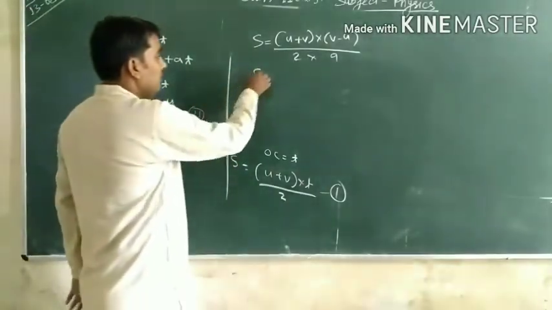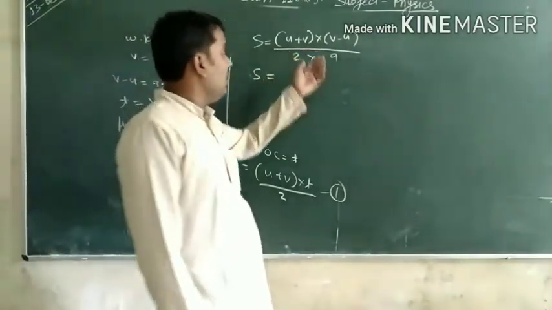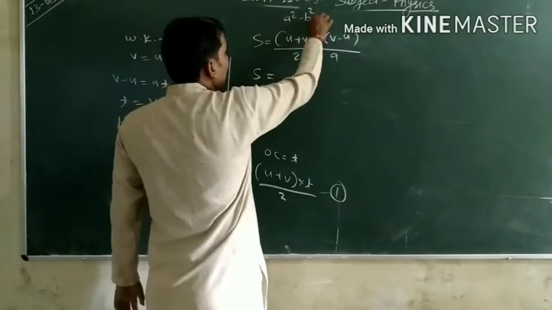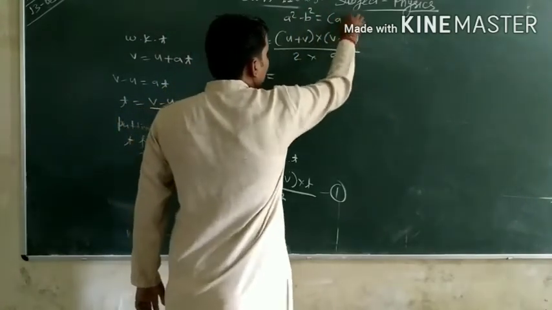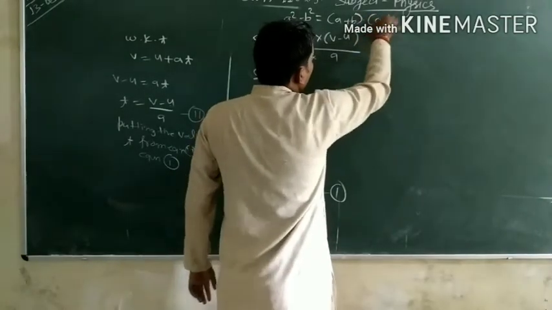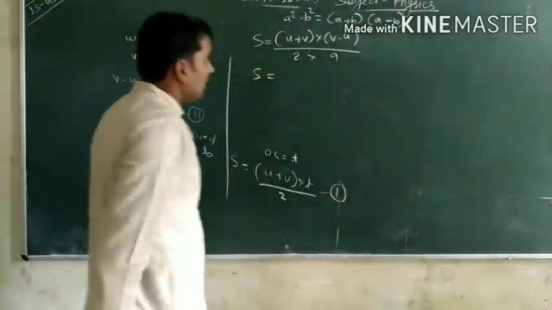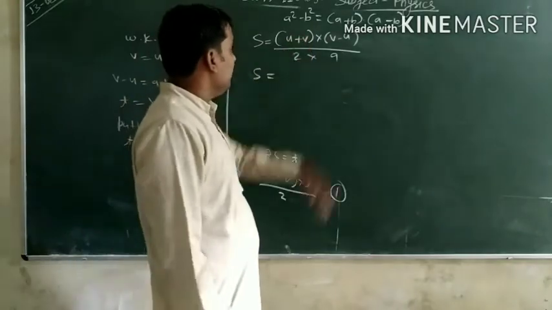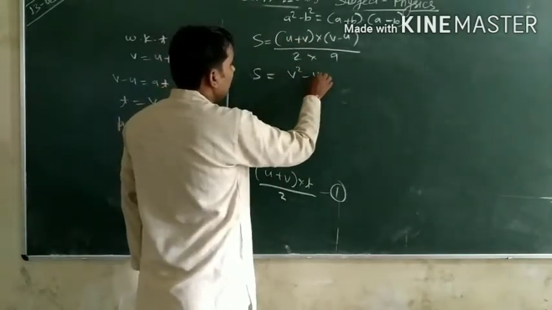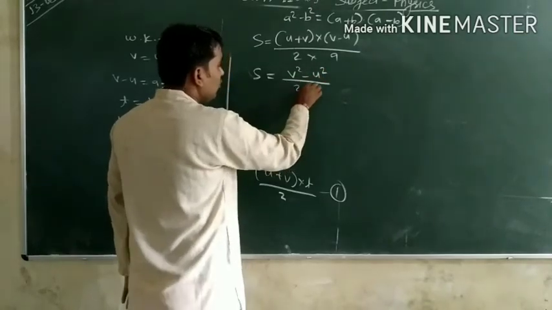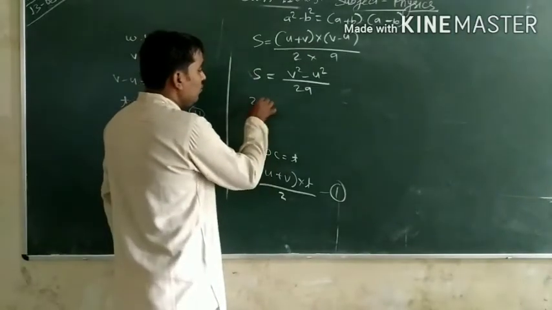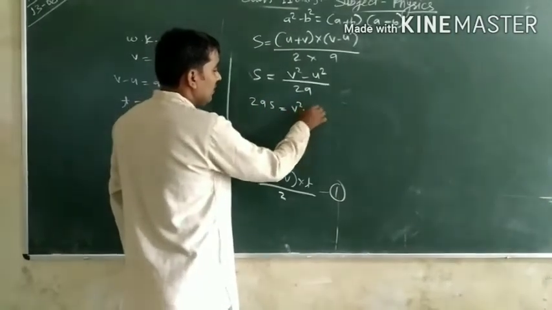Now we know the formula of a square minus b square: a square minus b square is equal to (a plus b) in one bracket and (a minus b) in the other bracket. Using that criterion on the above, we find v square minus u square upon 2a. 2a is multiplied by s. So 2as is equal to v square minus u square.